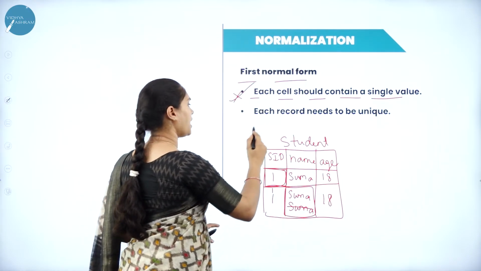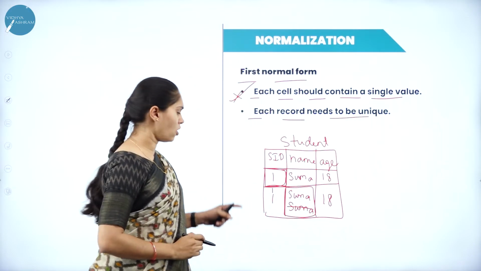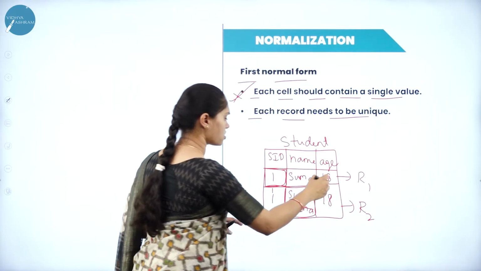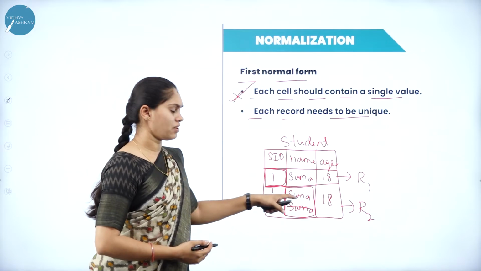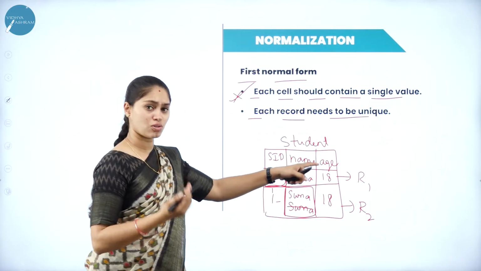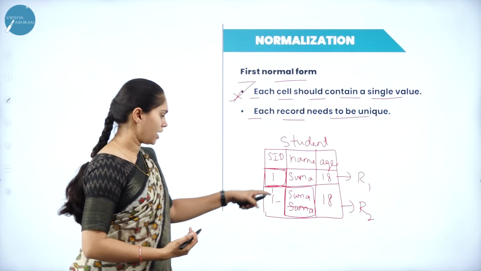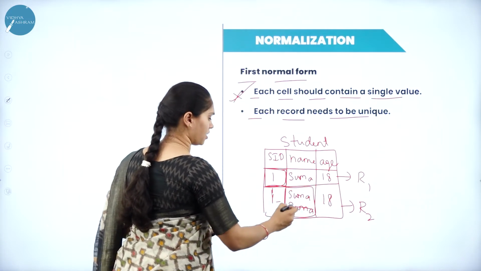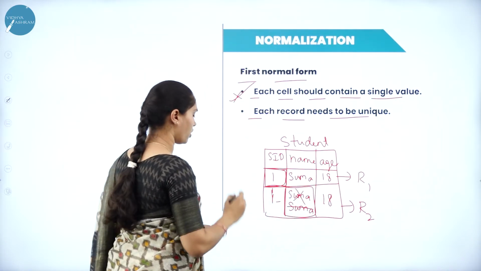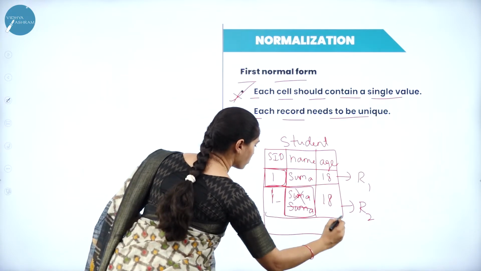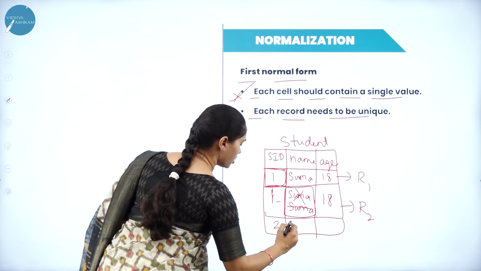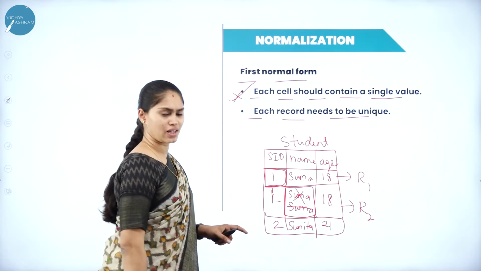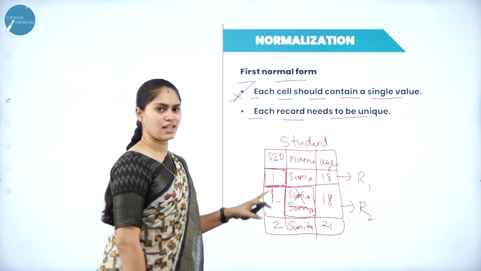That is the first rule. Next, each record needs to be unique. Record in the sense of rows. How many rows do we have here? 2 rows. So all the rows, however many records we have, every record must be unique. It should not be the same as another. Here student ID is 1, here also 1, here also Suma and age 18. So this does not satisfy the requirement of first normal form. So I have to make one more value: 2, and Sunita, let me consider this as 21. Then we can say that the student table is in first normal form.